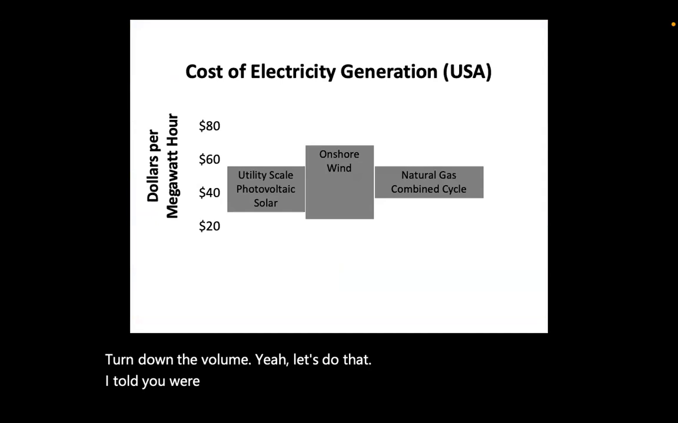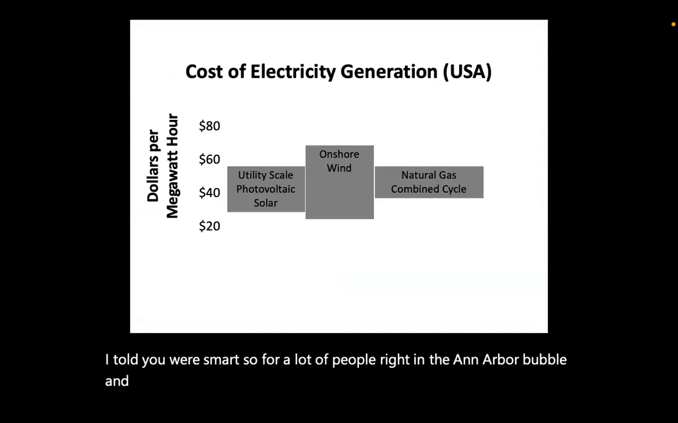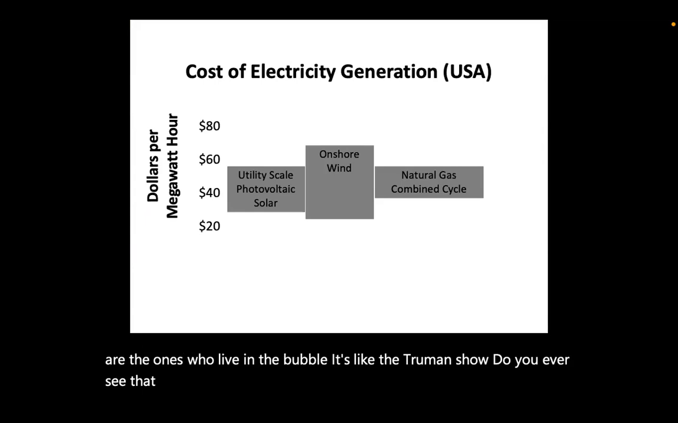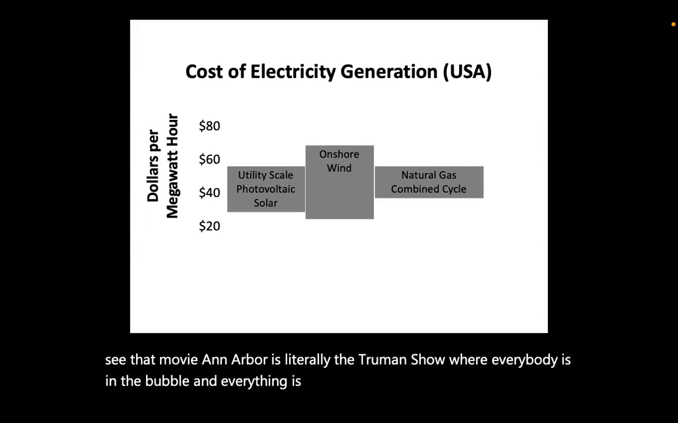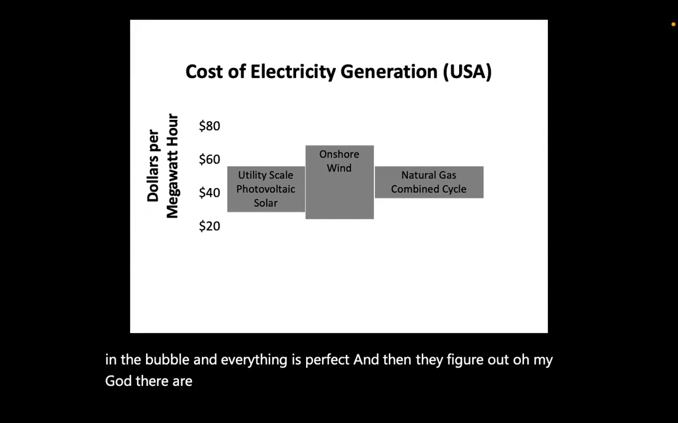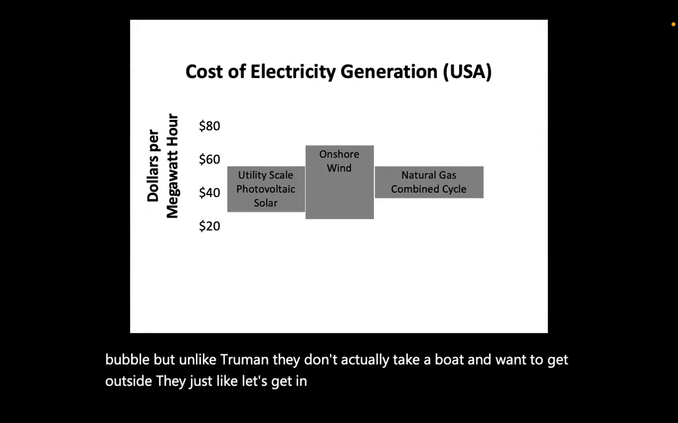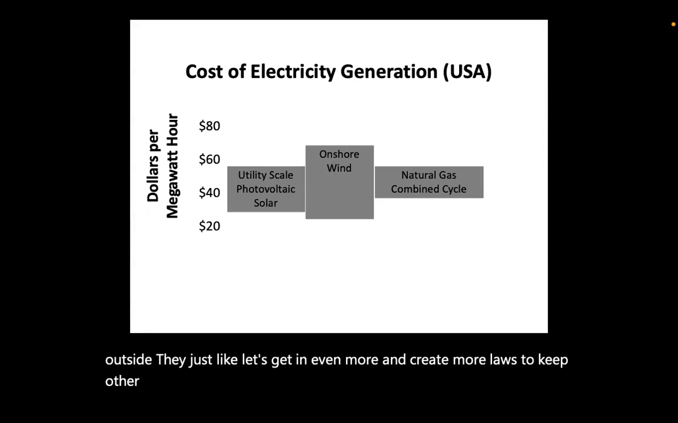So for a lot of people, right, in the Ann Arbor bubble, and it's a bubble, trust me, the only people who don't think it's a bubble are the ones who live in the bubble. It's like the Truman Show. Did you ever see that movie? Ann Arbor is literally the Truman Show, where everybody's in the bubble and everything is perfect. And then they figure out, oh my God, there are people who don't think exactly like me outside of the bubble. But unlike Truman, they don't actually take a boat and want to get outside. They just like, let's get in even more, create more laws to keep other people out, right? That's how most liberals act, in my observation.